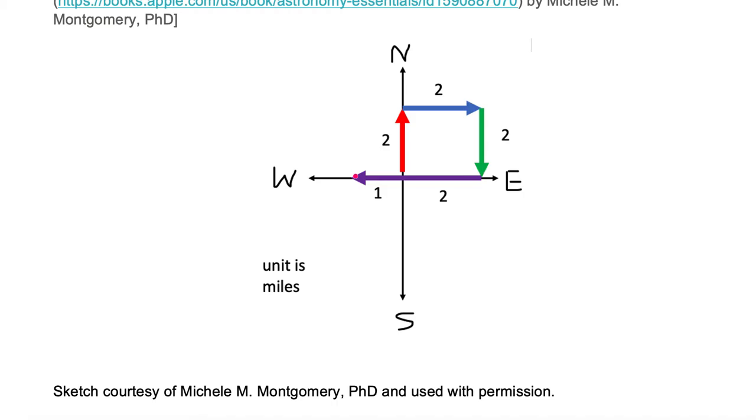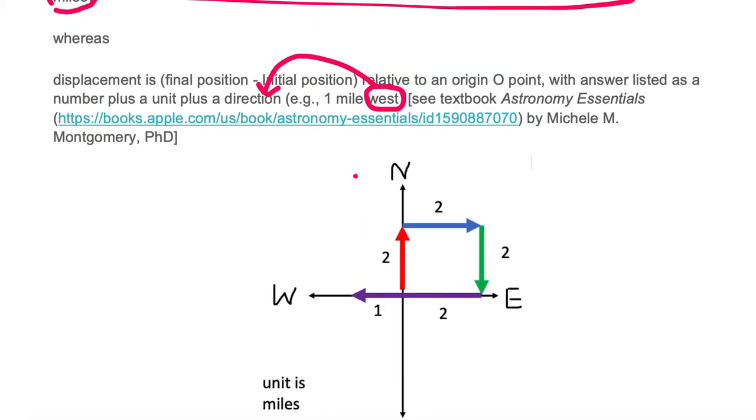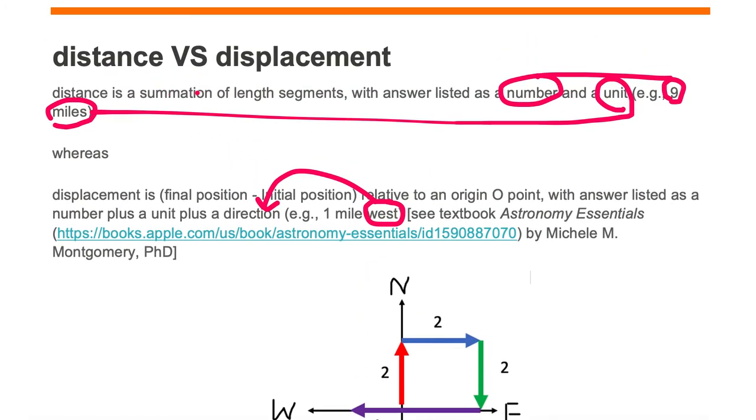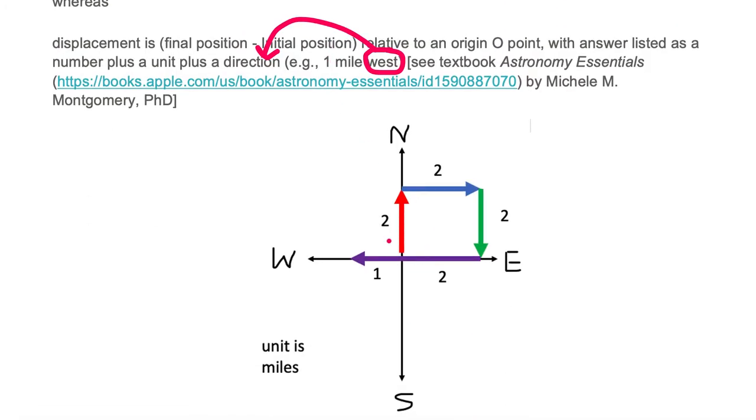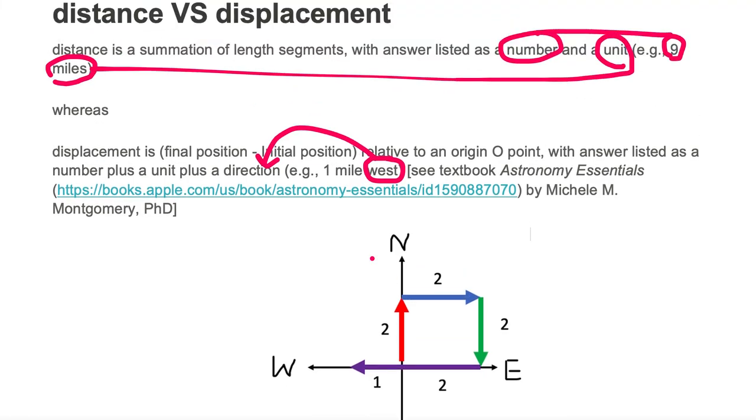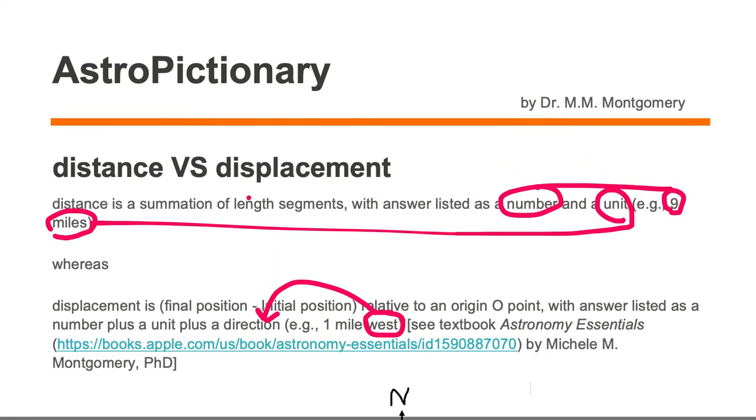We would like to know the total distance. Distance is a summation of the length segments. Therefore, distance is 2 plus 2 plus 2 plus 2 plus 1. The total distance is 9 and the unit is miles, so distance is 9 miles.